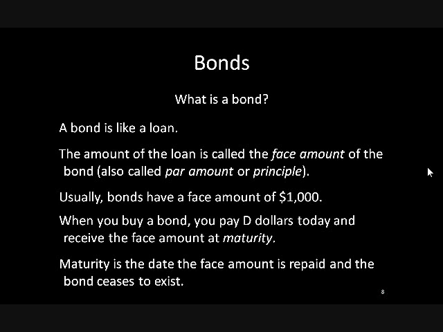So when you buy a bond, you pay D dollars today, and you receive the face amount at maturity. As you can see, I'm trying to draw parallels between this box example where we had a box with $1,000 in it that gets paid in 10 years. Well, a bond is kind of like that. It pays the face amount some number of years later. So you pay D dollars today, and then at maturity, the bond pays you back the face amount. And maturity is just the date that the face amount is returned.